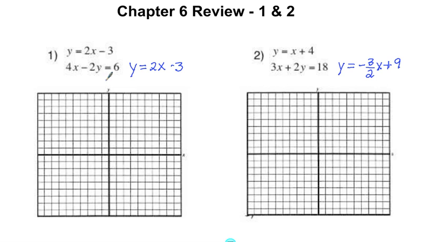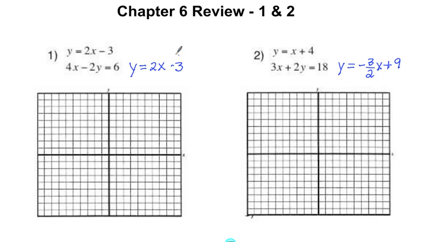So number 1, you were supposed to graph the equations for 1, 2, and 3. And you were supposed to determine whether it was infinitely many solutions, one solution, or no solutions. And if it's one solution, you were supposed to name it, which means you'll get an ordered pair or a coordinate. So number 1, I went ahead and solved for y.